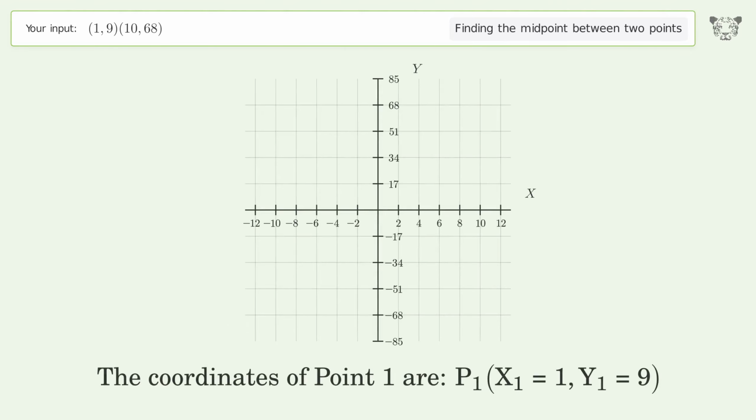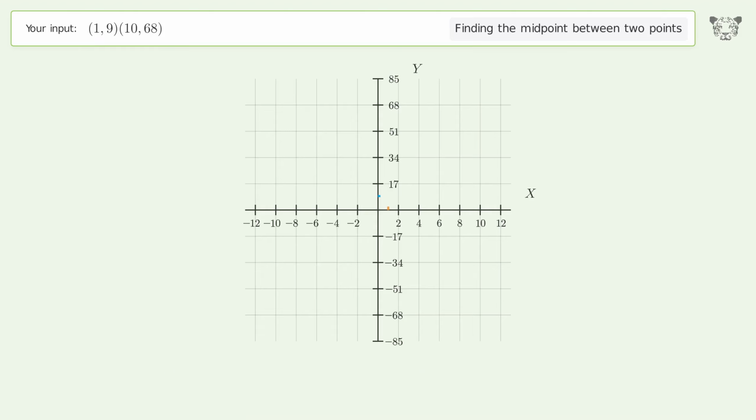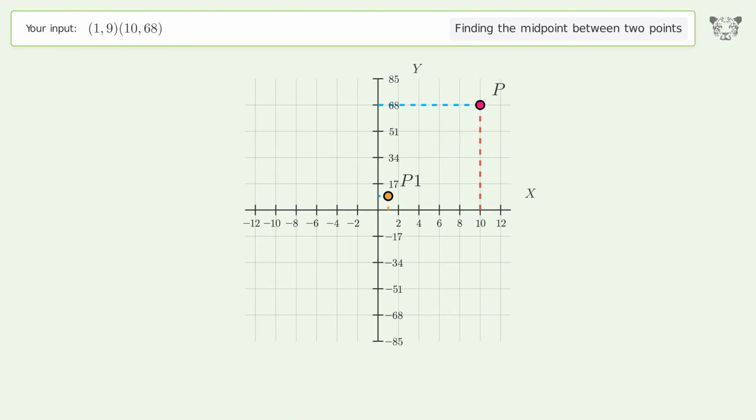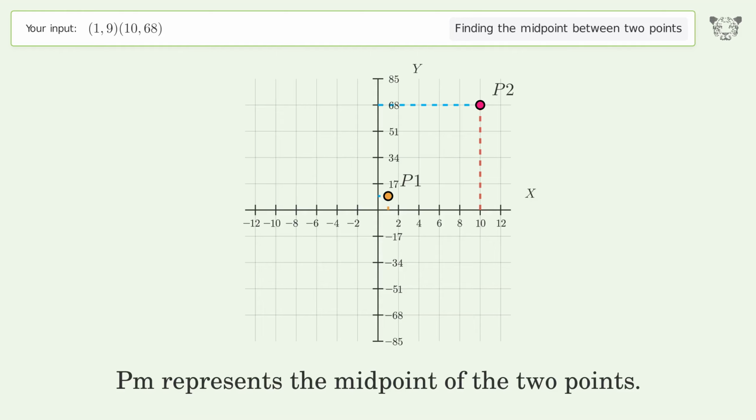The coordinates of point 1 are x1 equals 1, y1 equals 9. The coordinates of point 2 are x2 equals 10, y2 equals 68. PM represents the midpoint of the 2 points.